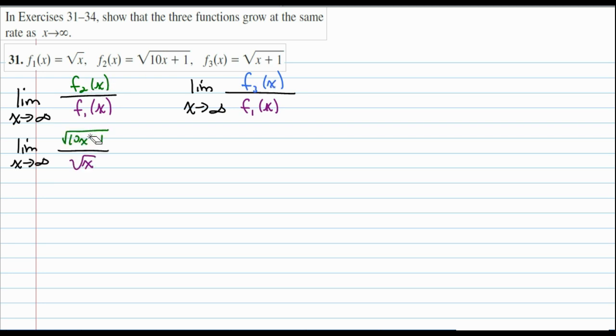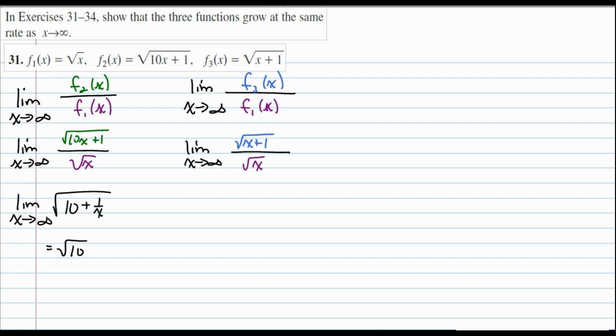Now, f sub 2 over f sub 1 gets plugged in. Now I can simplify. Square root of 10x over square root of x is just 10, and then I have 1 over x inside, all inside that square root, which has a limit then of square root 10. Now this side, over here, plug in f sub 3 and f sub 1, same strategy, I'm going to simplify, and that limit is 1.